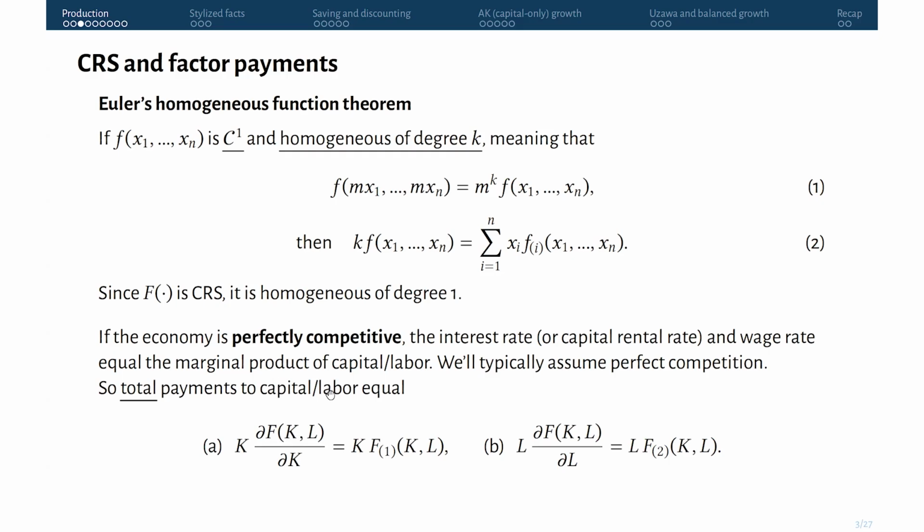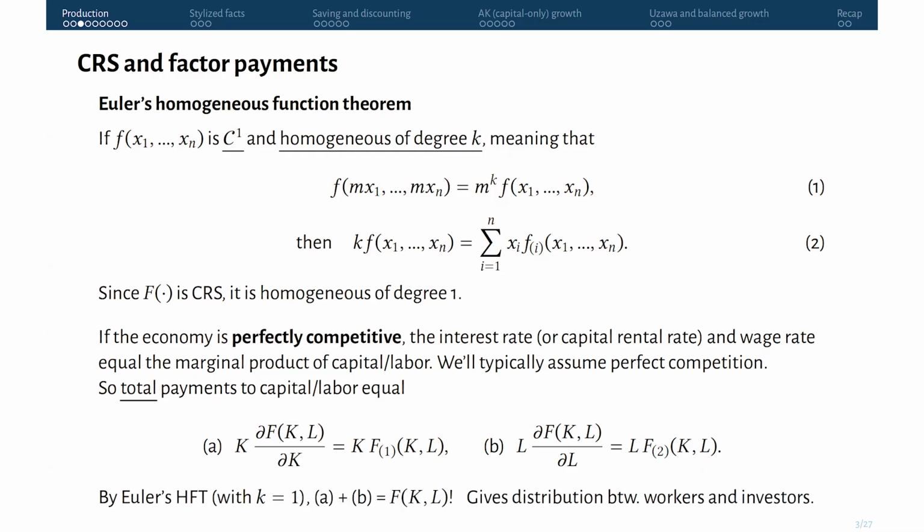And so the total payments to capital and labor, as I was saying, will just be the quantity of capital times the marginal product, and the quantity of labor times its marginal product. And by Euler's theorem, when you add up these two things, you're just going to get output. You see that? We just have two inputs, little n is 2 here, and we're just adding up the quantity of labor times the marginal product plus the quantity of capital times the marginal product. k is 1 by constant returns to scale. So that tells us where all the output goes, how much goes to all the workers and how much goes to all the investors who own the capital.